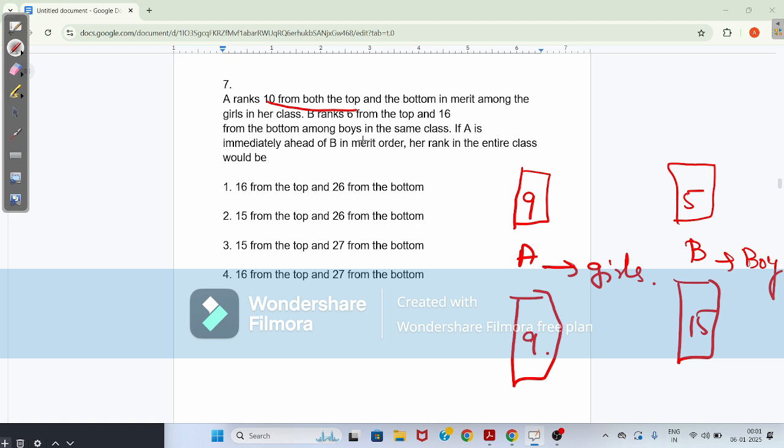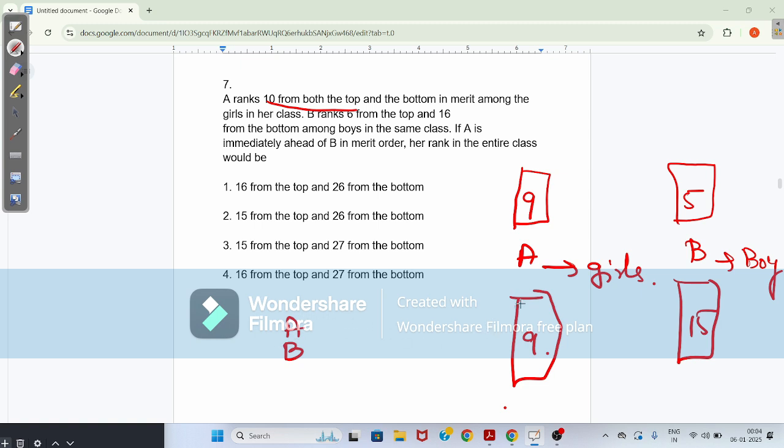In the same scale, if A is immediately ahead of B in the merit list, what is her rank in the entire class? Now A is on top of B here. Okay, so there are no members between A and B here.